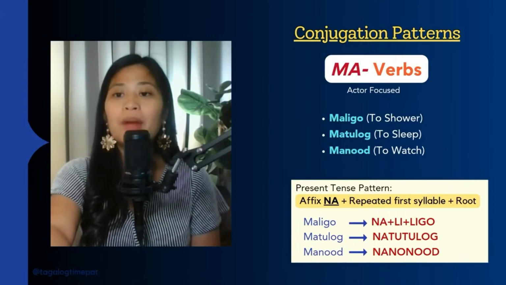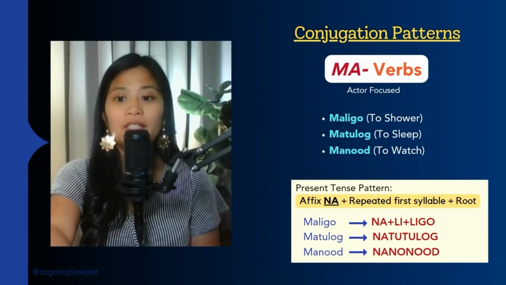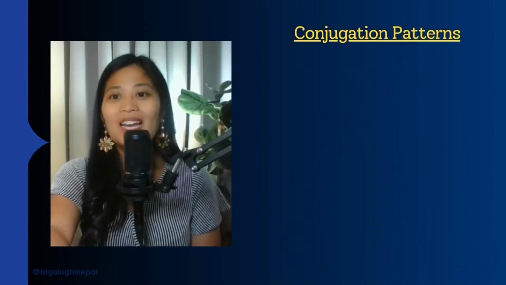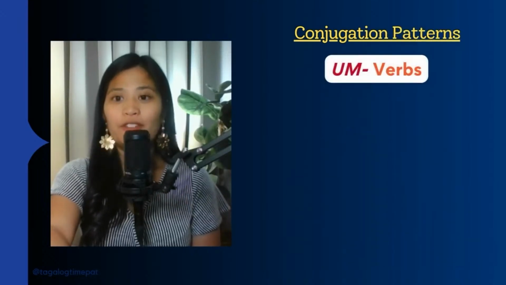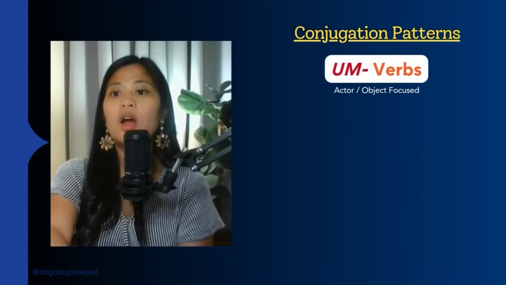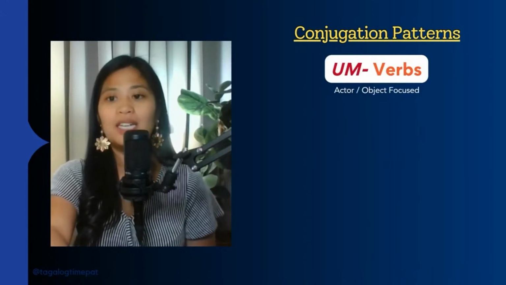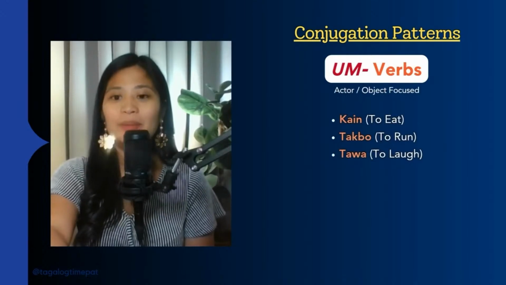So mag and ma verbs have a very similar pattern. The only difference is that affix in the beginning. Now let's take a look at um verbs. These can be actor or object focused, depending on the context. And here are some examples.